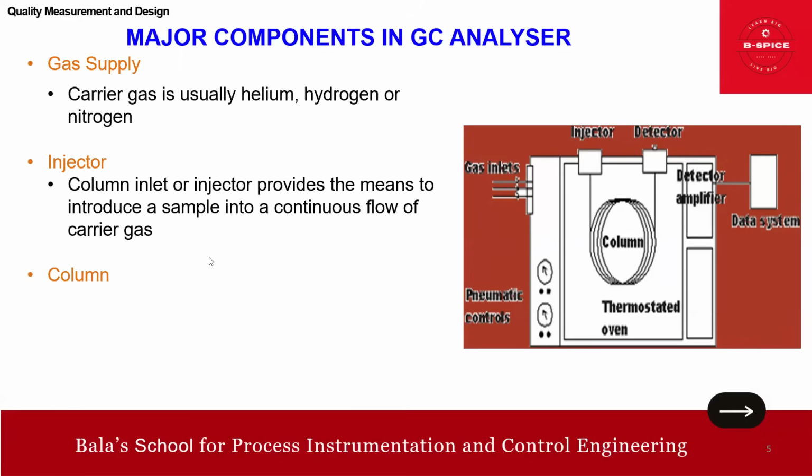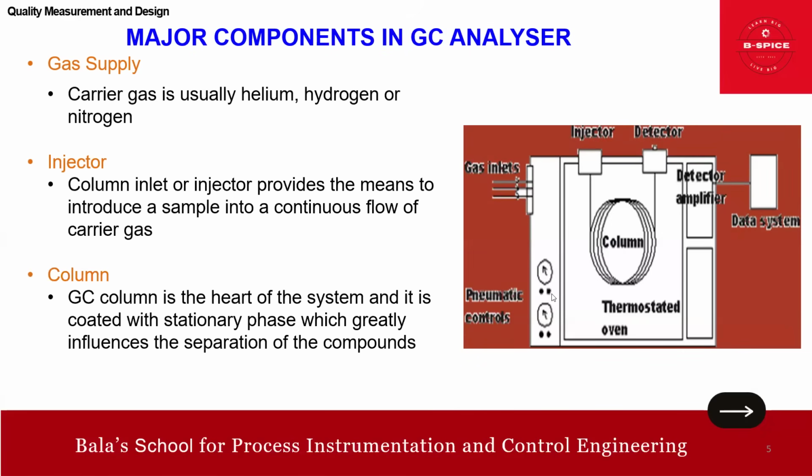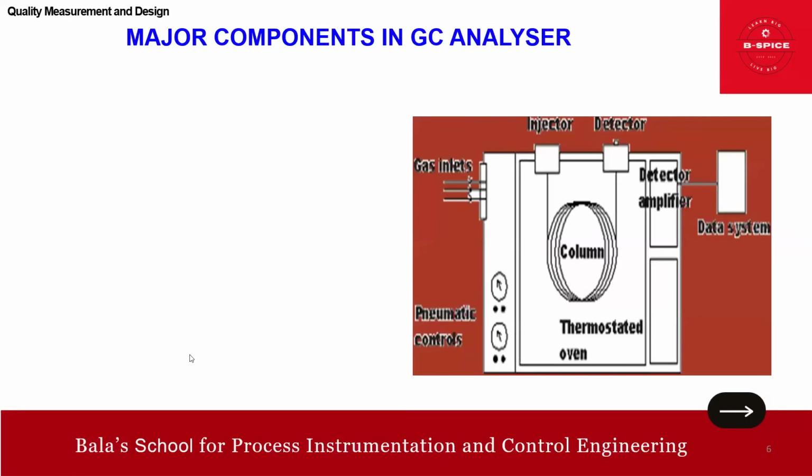Then you have a column. The GC column is the heart of the system, and it is coated with a stationary phase which greatly influences the separation of the components. Just get to know this concept, friends: gas supply, injector, and the column. In the column, we have two types, packed column and capillary column. This one is actually a capillary.